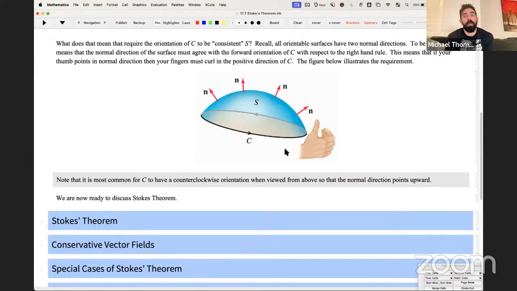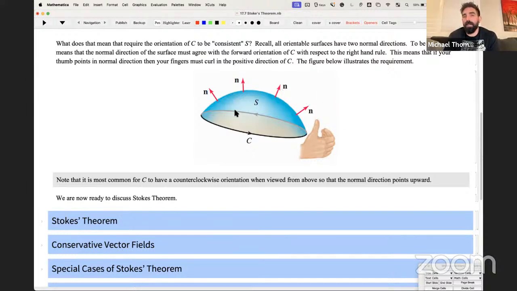But in order to use Stokes' theorem, your normal direction has to be consistent with the orientation of the curve. Remember, these curves are parametric, so there's a specific direction in which the curve is being traced out. So how do you determine which direction the surface should be oriented? Well, you use the right-hand rule. You curl your fingers in the direction of rotation, that would be C, and your thumb will point in the normal direction, which is upward or outward in this case.